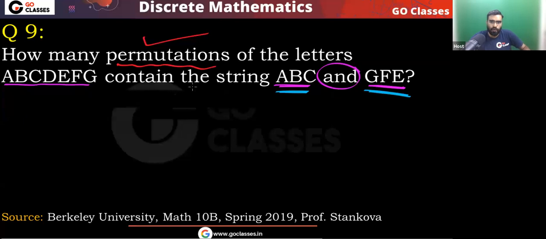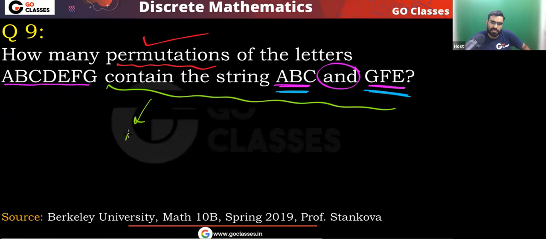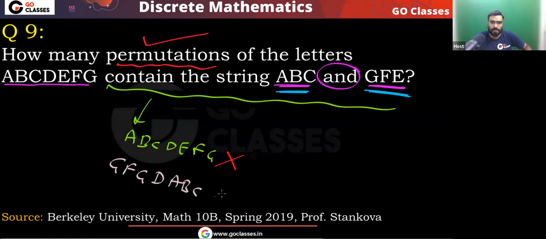So if you want those permutations, will this be one of the answers? A, B, C, D, E, F, G. Will this be one of the answers? No, this will not be one of the answers. What can be the answer? For example, I can say ABC, GFE. So for example, one answer can be like this: GFE, D, ABC. This can be the answer.